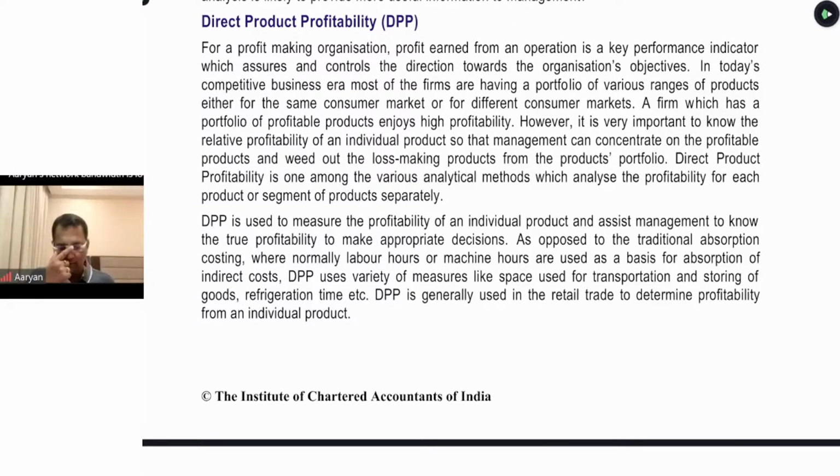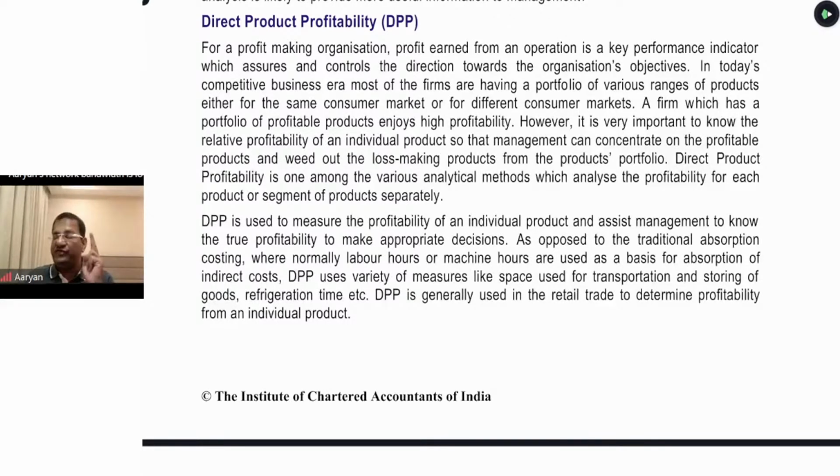So the very first reason is that retail sectors such as D-Mart are dealing in thousands of products. Just imagine the D-Mart store, beta. They are dealing with thousands of products. It's not practically possible for them to trace the overhead and relate it to each and every product. It's not cost effective for them.